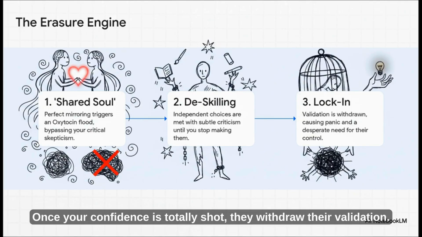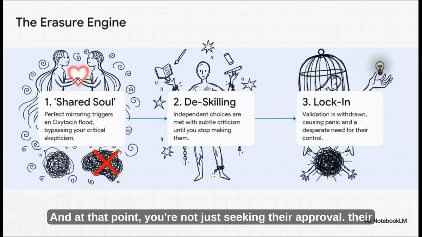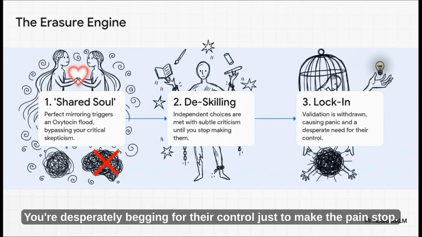Once your confidence is totally shot, they withdraw their validation. The approval you rely on just vanishes. This causes a state of affective panic, a truly terrifying feeling of emotional freefall. And at that point, you're not just seeking their approval. You're desperately begging for their control just to make the pain stop.